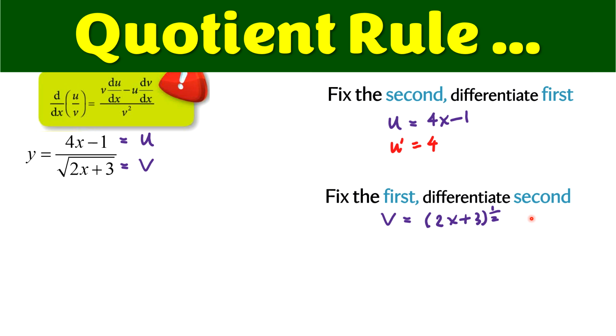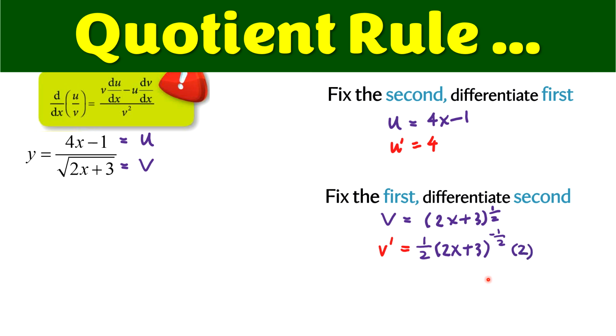For chain rule, the tag will be: I differentiate the outside, then the inside. So I need to differentiate this as a whole. v prime will give me, bringing down the power, half, and then 2x plus 3. Now the index, I have half, subtract by 1, so that means I have negative half. But this is only differentiating the outside. Now I need to differentiate the inside. The inside is 2x plus 3, so differentiating the inside will give me 2.